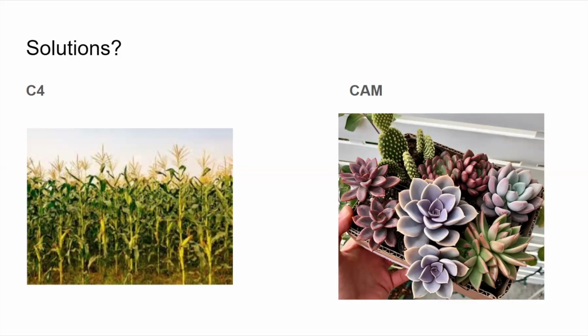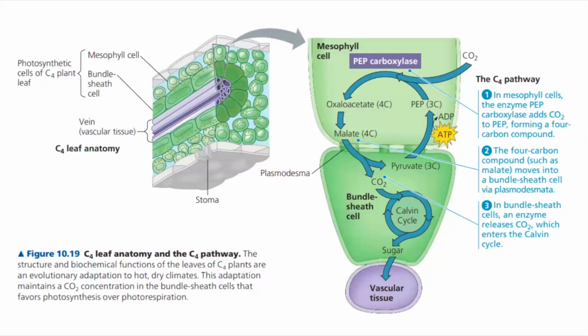And then the CAM plant, so CAM stands for crassulacean acid metabolism. And it's found most often in succulents or cacti. So that's what I pictured on the right there. Okay. So basically, I mean, this is a bit of a complicated diagram. We don't need to go into detail about this.